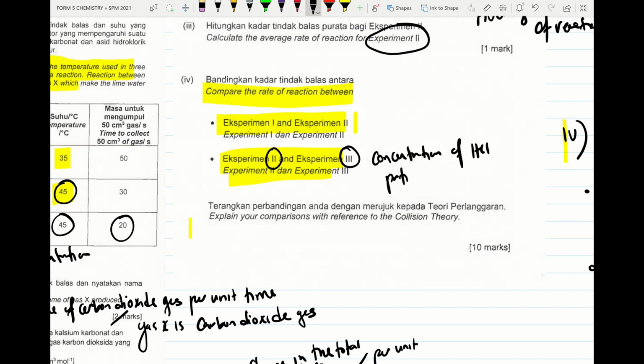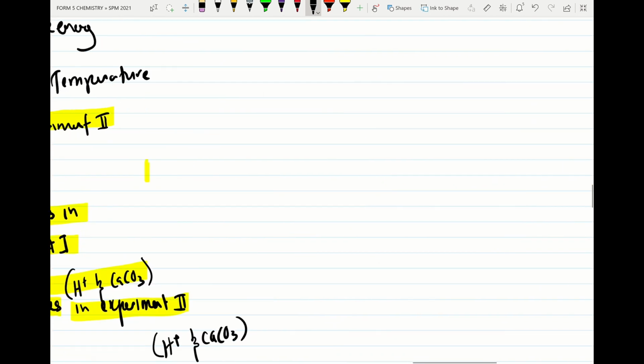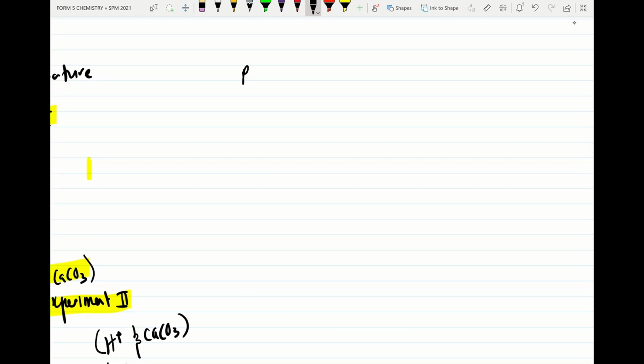And please remember, for concentration, the reason that we should use is the number of particles per unit volume. And the student must mention the particles. If it is acid, the particles will be hydrogen ions. Therefore, here we put the number of hydrogen ions per unit volume. So in experiment 3 it is higher. So I try to answer your point number 1.